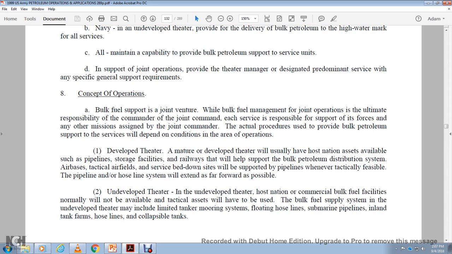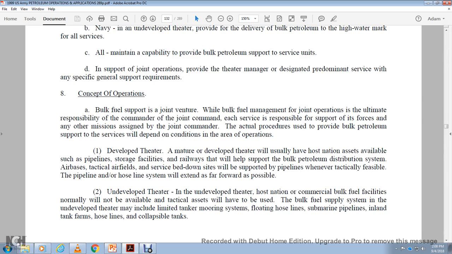of operation. A mature, developed theater will usually host nation assets available such as the pipeline, storage facilities, and railways that help support the bulk petroleum distribution system, the airbase, and tactical airfields. Bed-down sites will be supported with the pipeline whenever tactically feasible. The pipeline and host line systems will extend as far forward as possible.